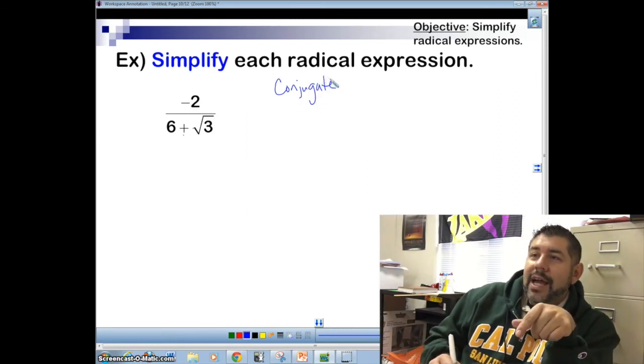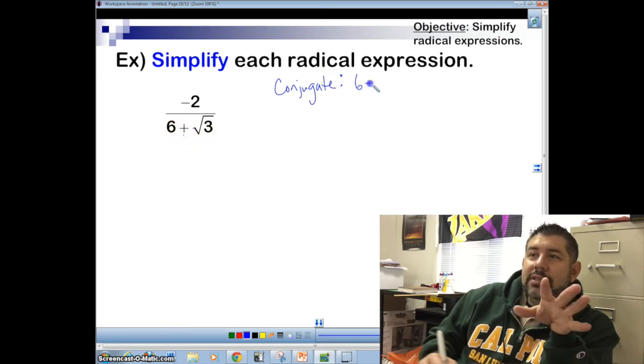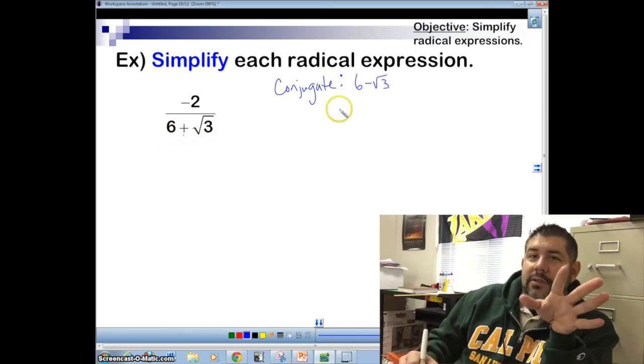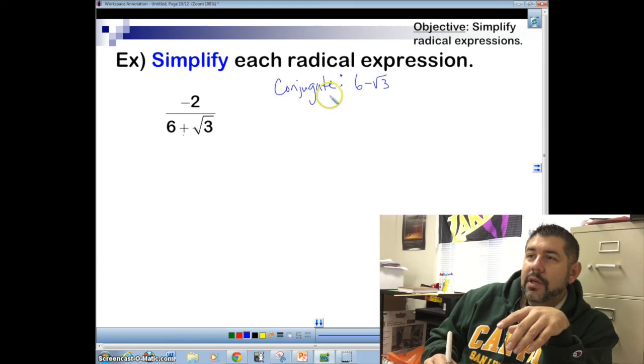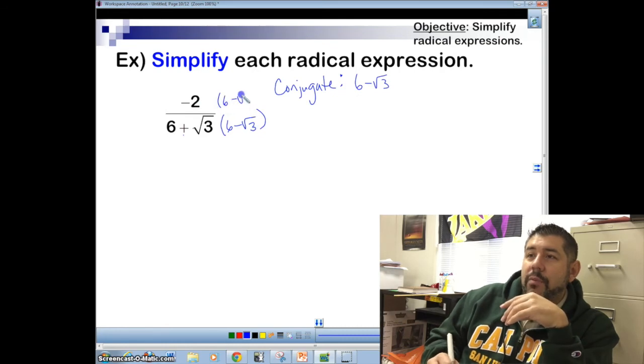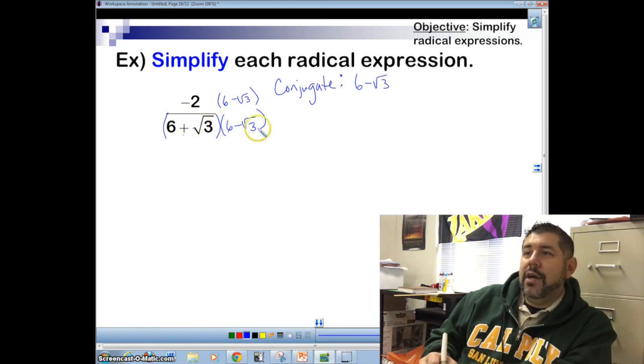So if I have 6 plus root 3, the conjugate is 6 minus root 3, okay? So instead of a plus here, you're going to have a minus. You've got the same terms, just the opposite sign. That's what a conjugate is. So I'm going to multiply the top and the bottom by this conjugate. Now, if you remember difference of squares, the square root is going to cancel out once I multiply this together, all right?